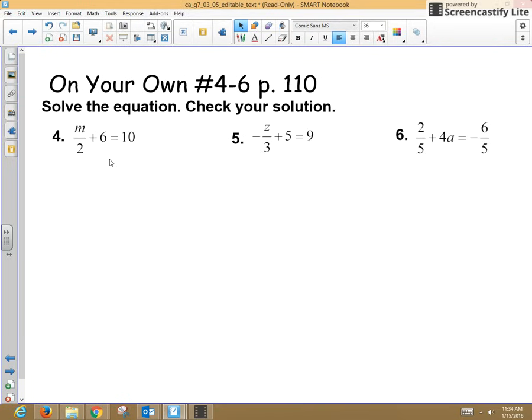Now I'd like you to try numbers 4 through 6 on your own. Take a moment, pause the video, and work out these solutions. Remember to go back and check your work.